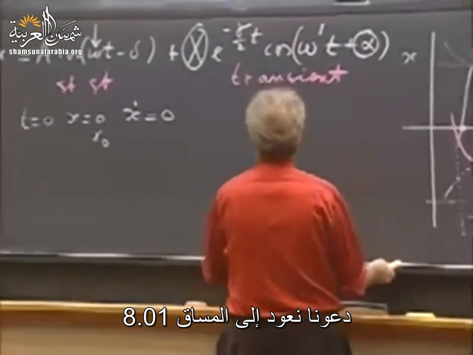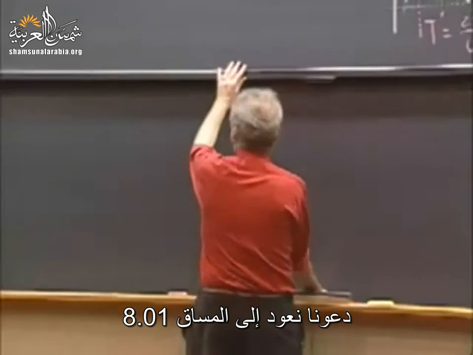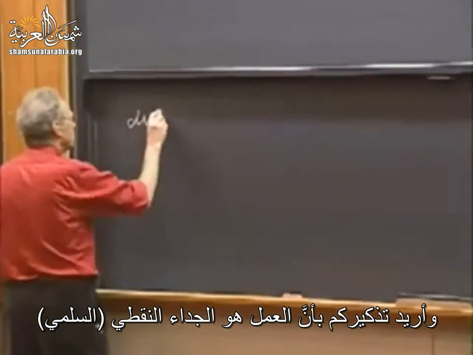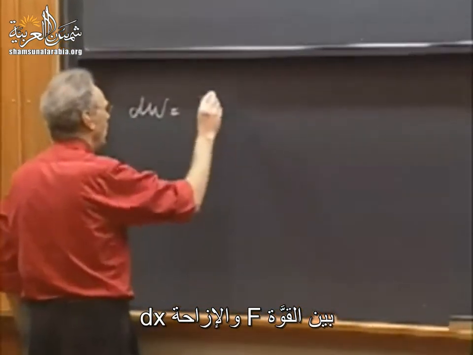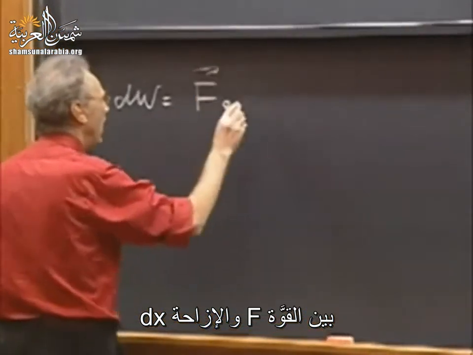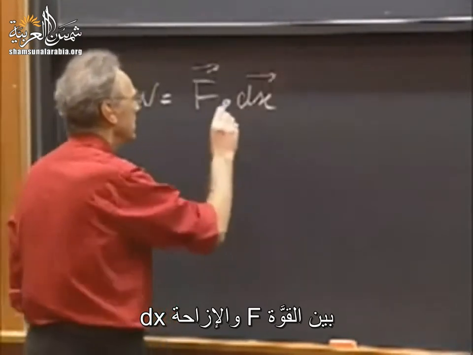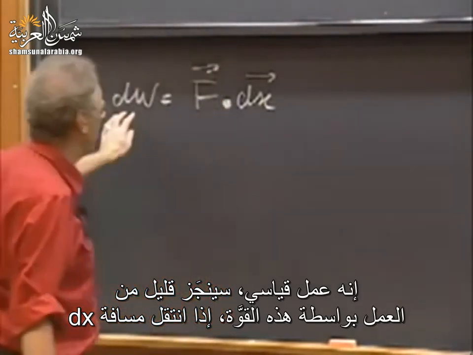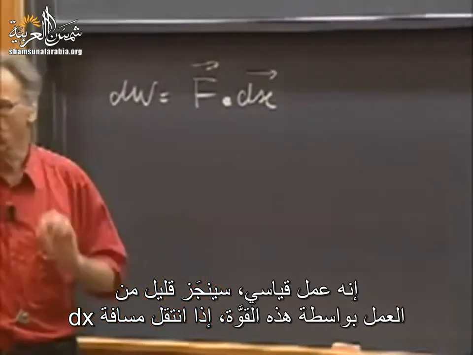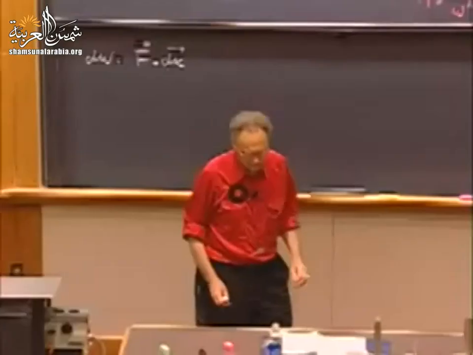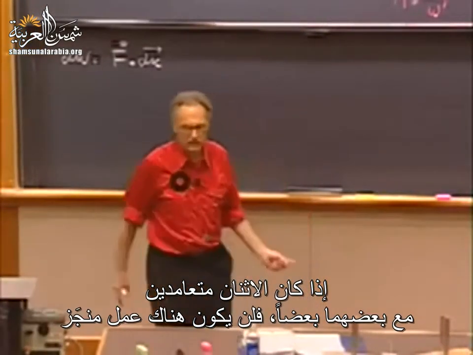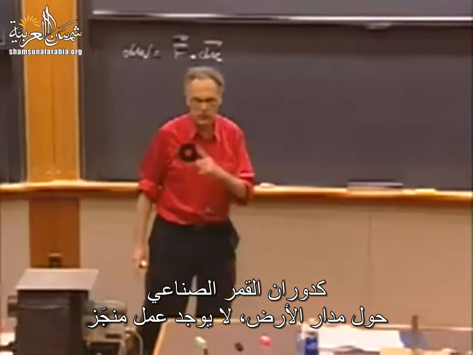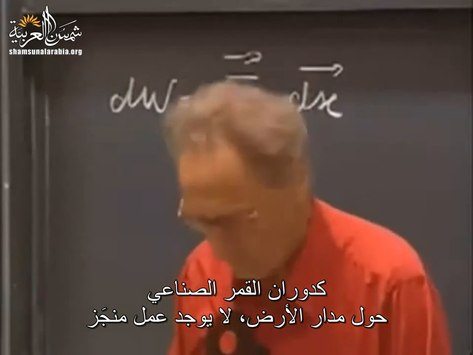So let us return to the good old days of 801. And I want to remind you that work is the dot product between a force and a displacement dx. It's a dot product. It's a scalar work. A little bit of work is done by this force if it moves over a distance dx. If the two are perpendicular to each other, then no work is done. Satellite into circular orbit around the Earth, no work is done.